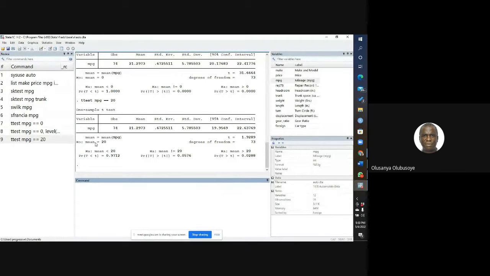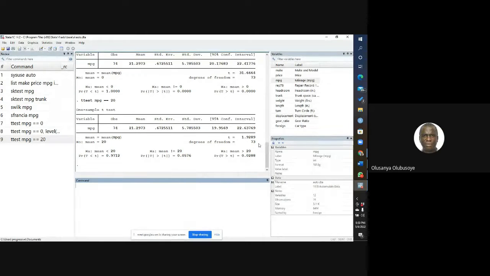So with the mean equal to 20, if we set our alternative to be not equal to 20, then we are going to accept the null hypothesis. If we set our alternative to be greater than 20, we are going to reject the null hypothesis. And so the conclusion here is that at the 0.05 level, the mean is greater than 20.